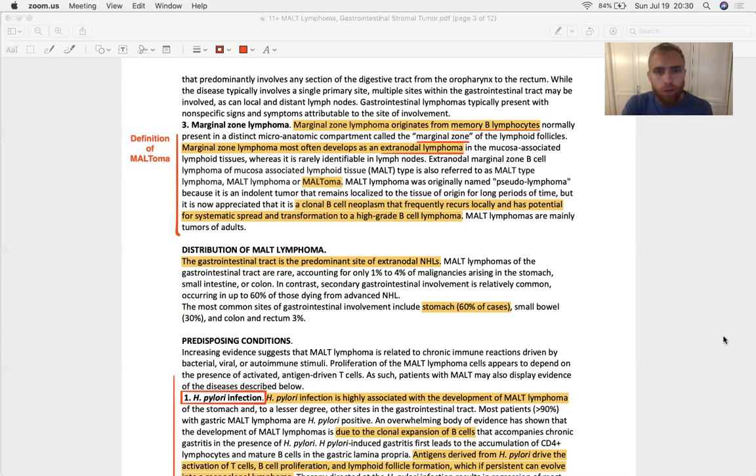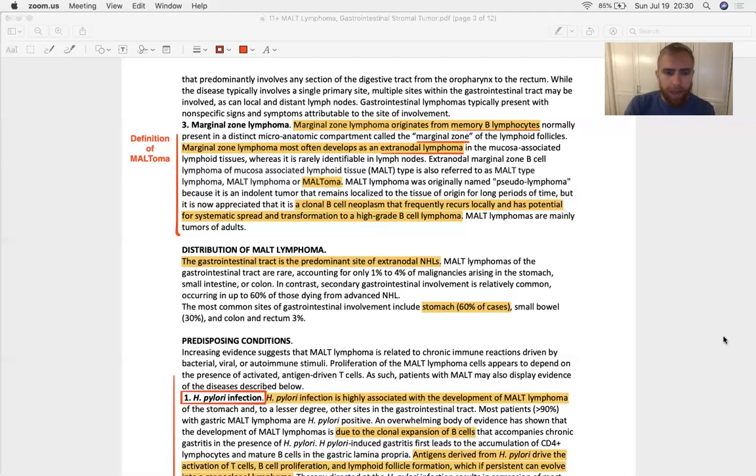So marginal zone lymphomas most often develop as extranodal lymphomas, meaning that, yeah, you find marginal zones in your lymph nodes because you have follicles of B cells in your lymph nodes, but you also have follicles of B cells in your mucosa-associated lymphoid tissue. So when you get a cancer in a B cell follicle around the periphery of the follicle, in a patch of mucosa-associated lymphoid tissue, be it in the small intestine or the tonsils or wherever, that's called a MALToma. It's an extranodal marginal zone B cell lymphoma.